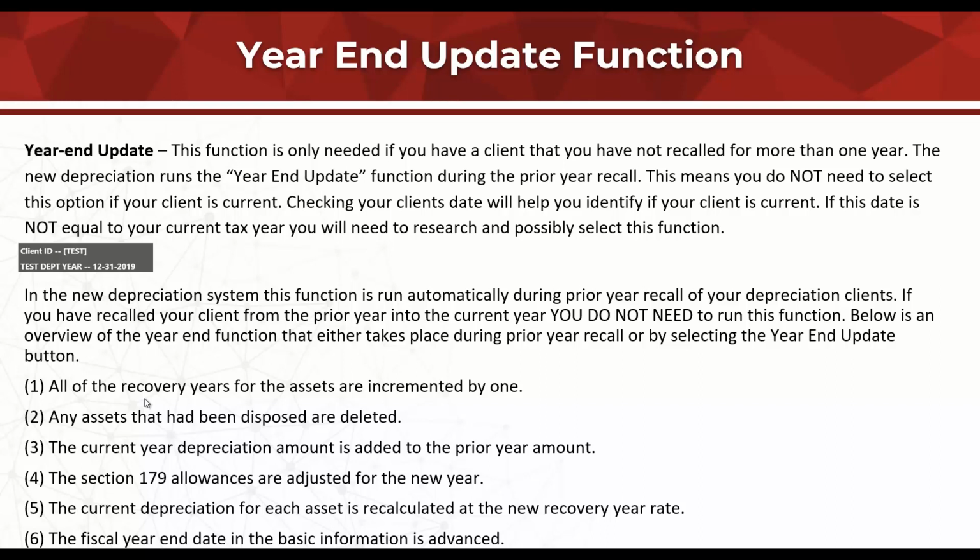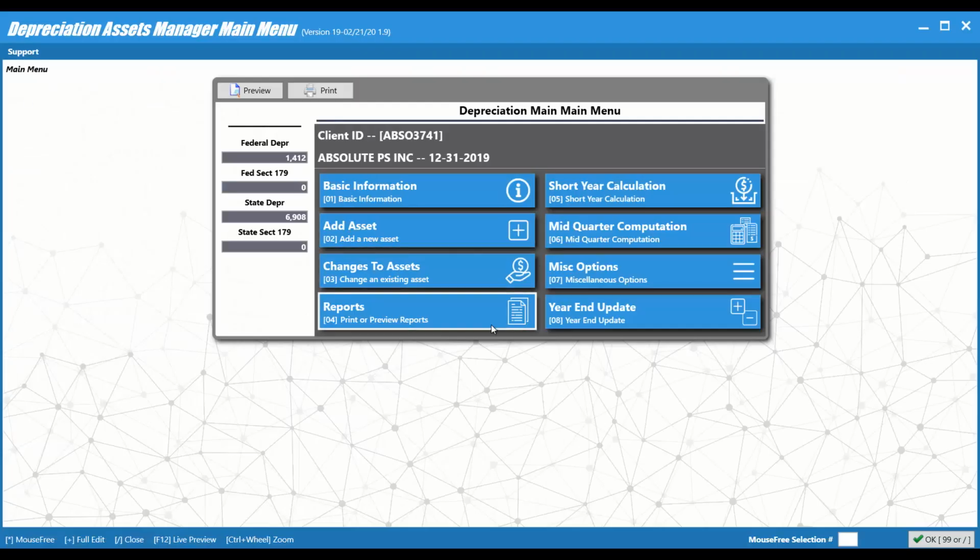Any assets that have been disposed are deleted, and then the current year depreciation amount is added to the prior amount. The Section 179 allowances are adjusted for the new year. The current depreciation for each asset is recalculated at, obviously, the new recovery year rate or the recovery period rate. And then the fiscal year end date, which you already saw, is advanced by 1. So in a nutshell, that's what's happening with the year-end update.